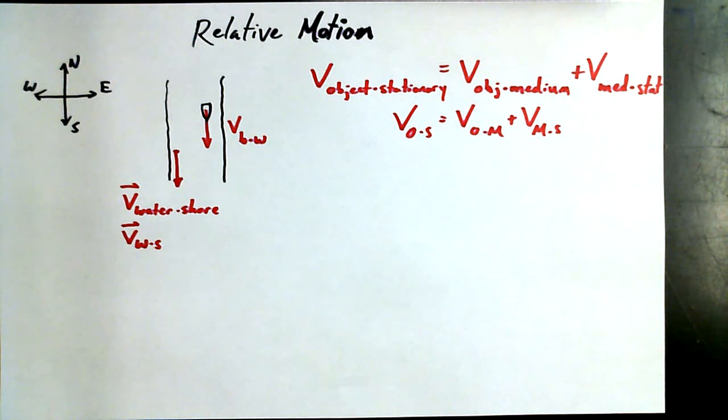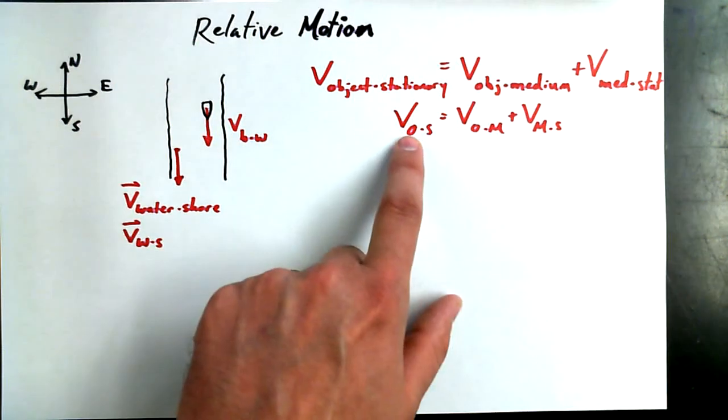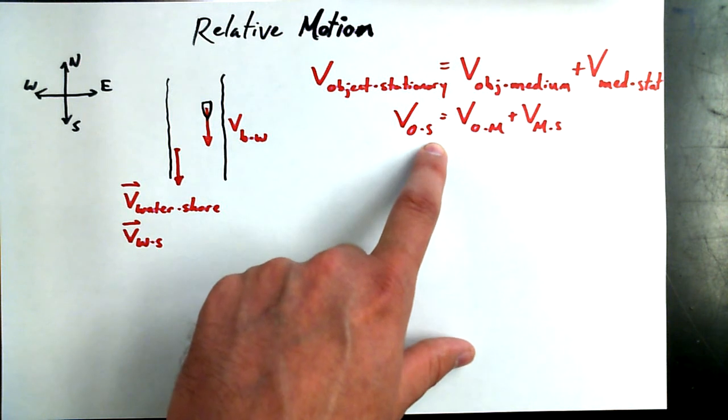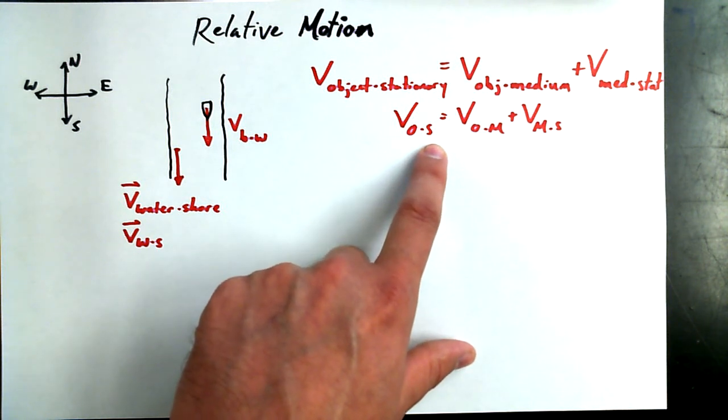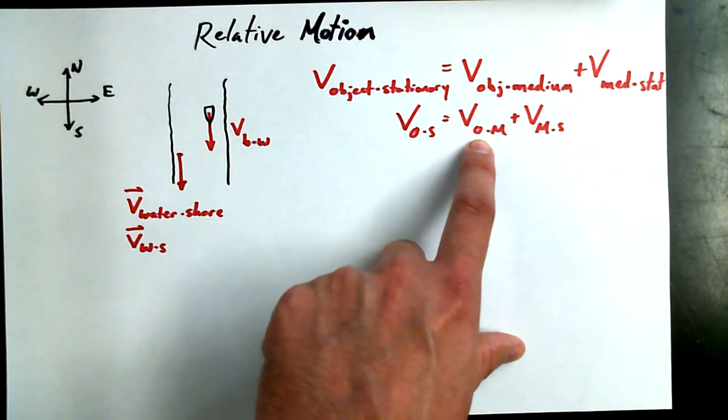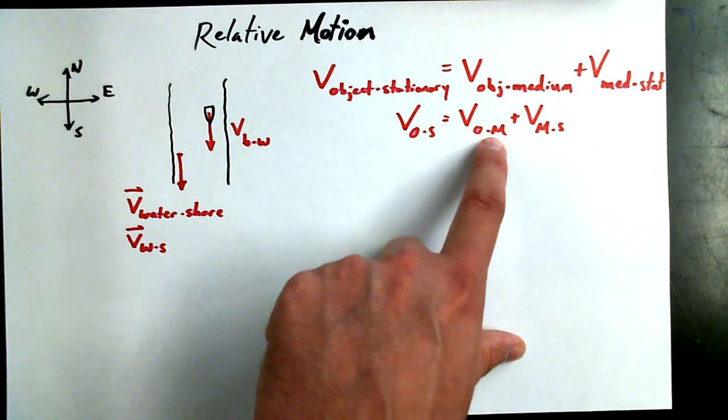Okay? So in the case of the river, the object could be the boat, and the stationary thing could be the shore. And the way I'd get the velocity of the boat relative to the shore, the object relative to the stationary thing, the shore, would be to figure out the velocity of the object relative to the medium. In this case, that's the water.